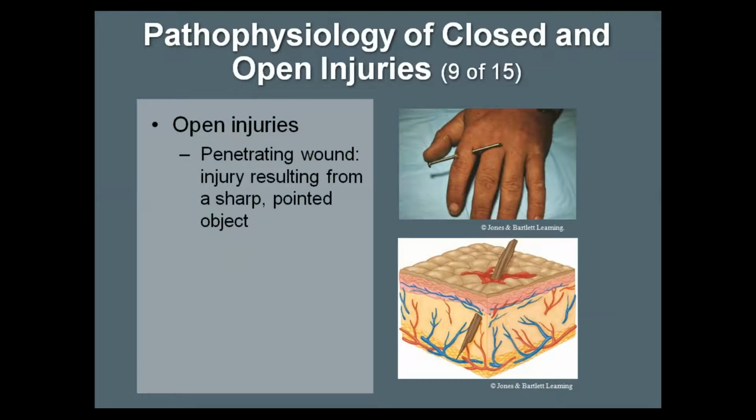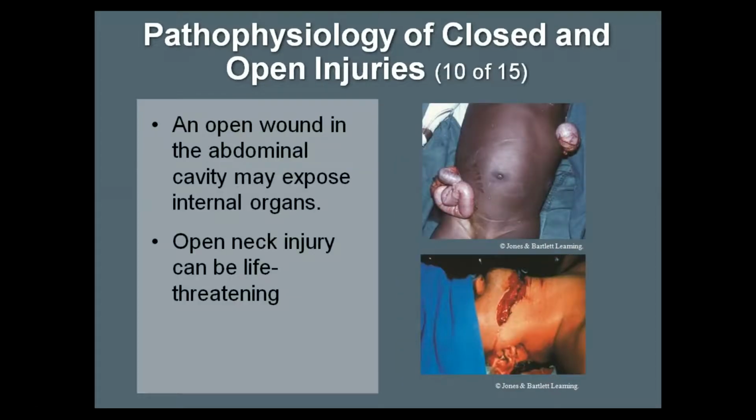So, open injuries, penetrating wound: injuries resulting from a sharp pointed object. All right. So what's that coming out of that guy's abdominal cavity? Yeah, organs. So it looks like what's in that lower right quadrant? Yeah, large intestines. What do you think that's coming out of the upper left?